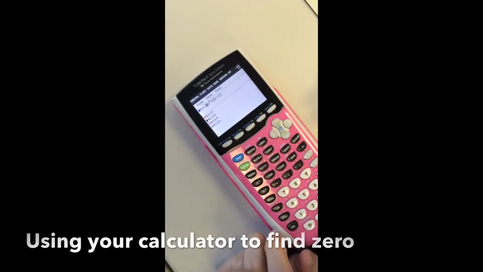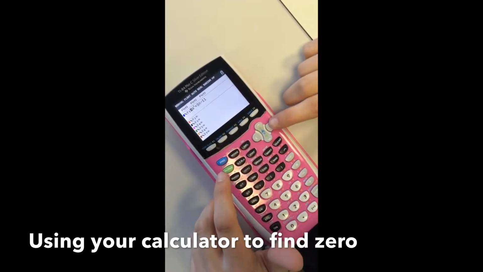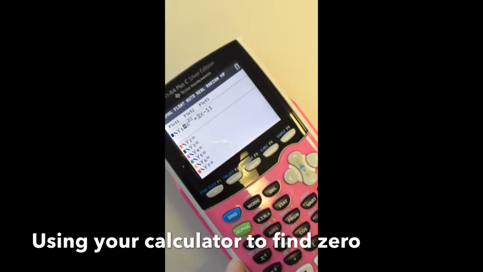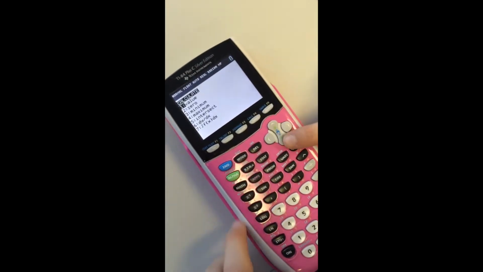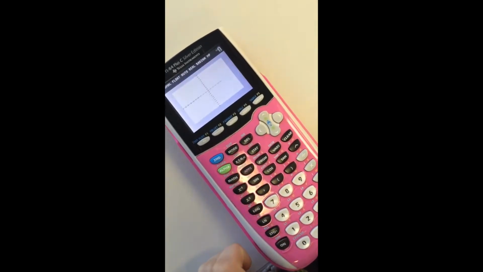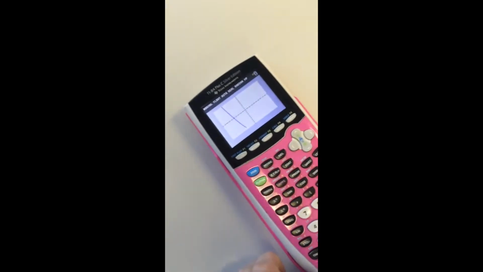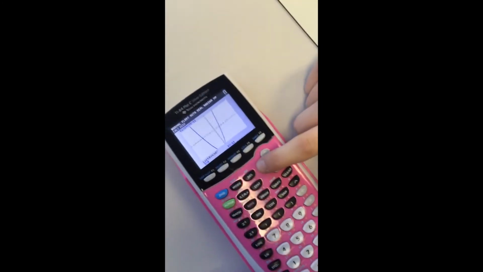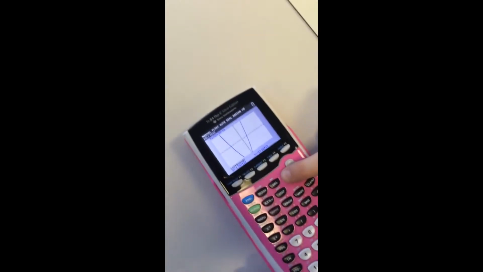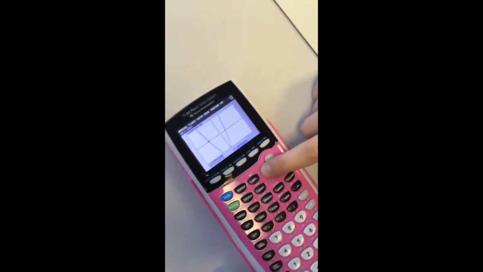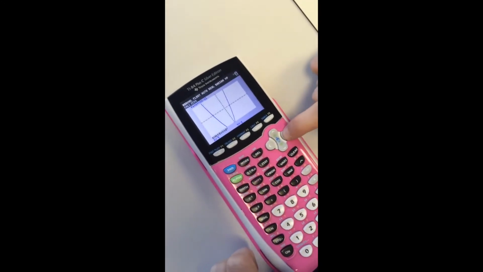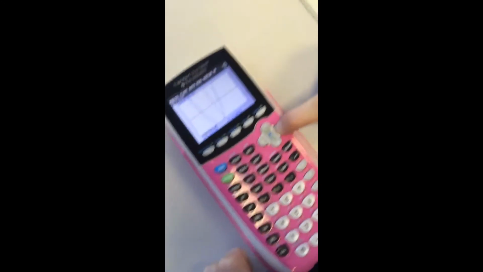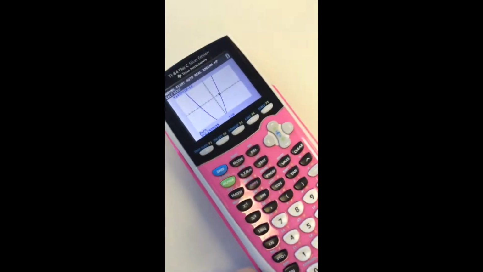You go to y equals, and then the equation we have here is x squared plus 3x minus 11. Then you go to second, trace, and the second number, which is zero, and then you go left bound of 0 and click enter, and then you have to go right bound, and then you click enter, and then that is your first value, and you have to do that twice.